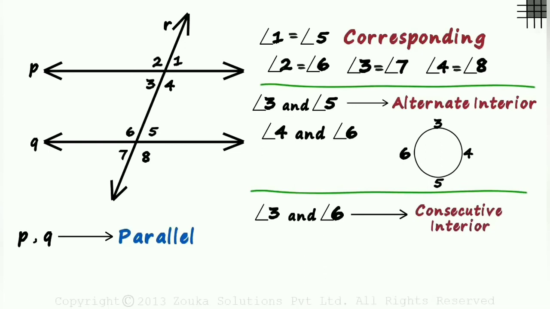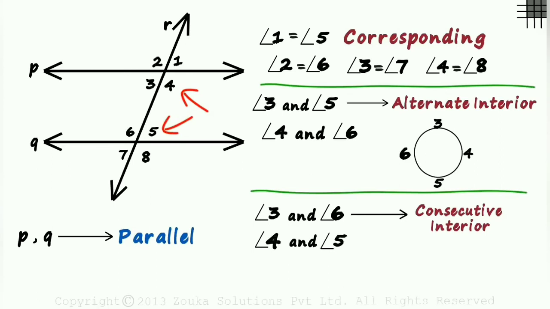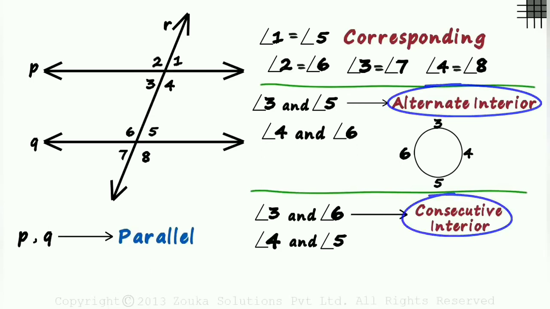Look at the figure now. Do you see any other pair of consecutive interior angles? Yes, with the same logic, even angles 4 and 5 are consecutive interior angles. Remember, there are 2 types of interior angles, alternate and consecutive. For alternate, we skip one and move to the next. For consecutive, we take the one that's immediately next to it.